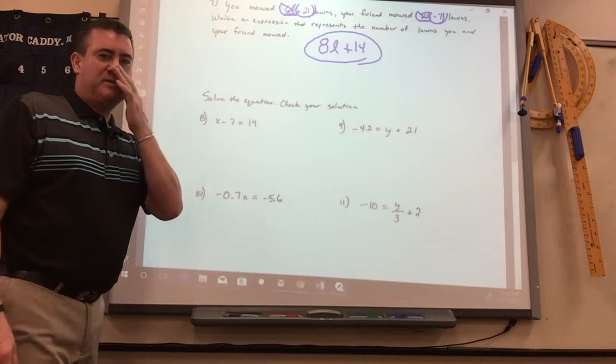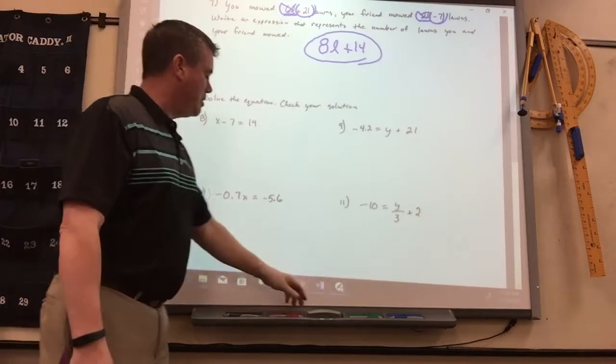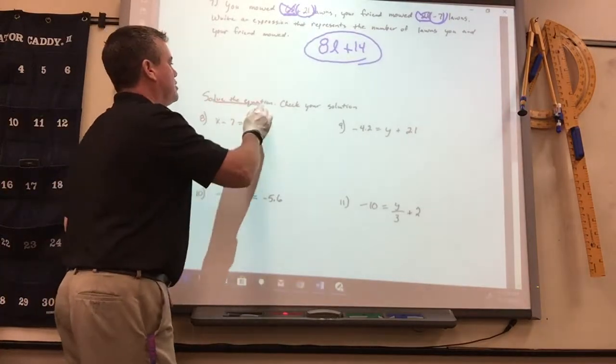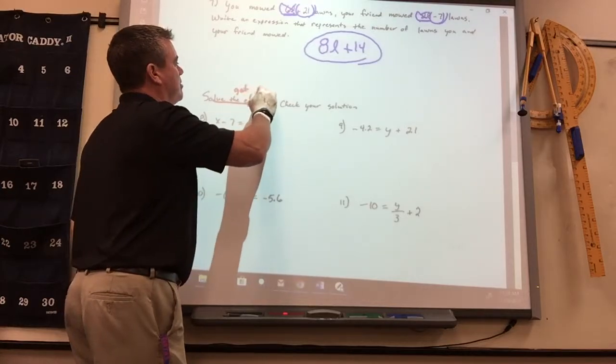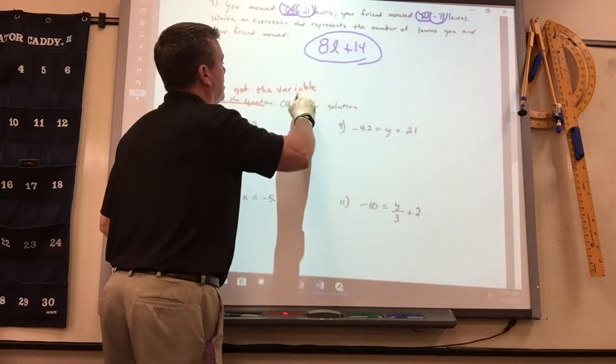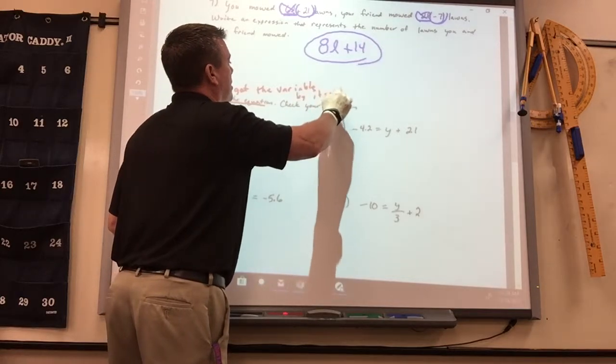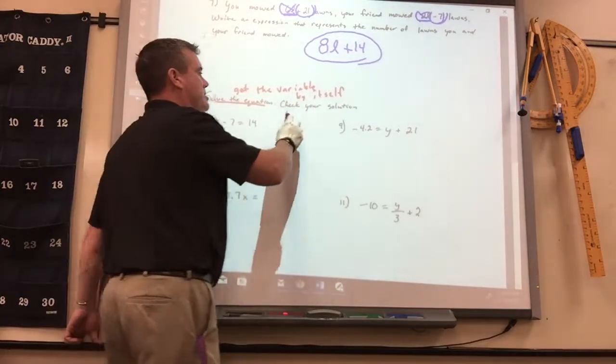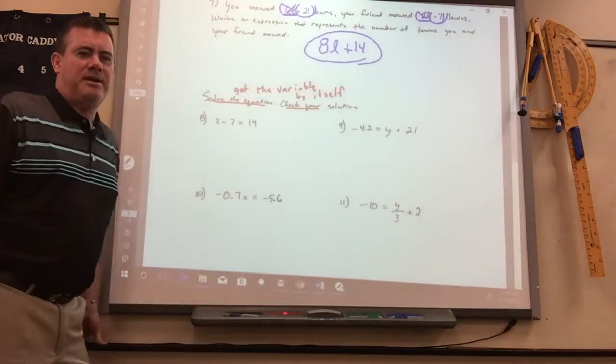Then we get to the equations. Remember, solving the equation just means get the letter by itself. Or variable, I should say. And then it says to check. That just means you can use your calculator to check it.